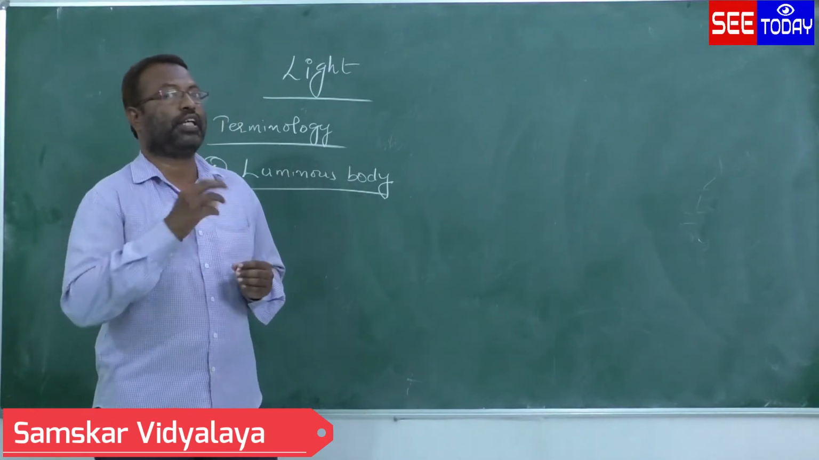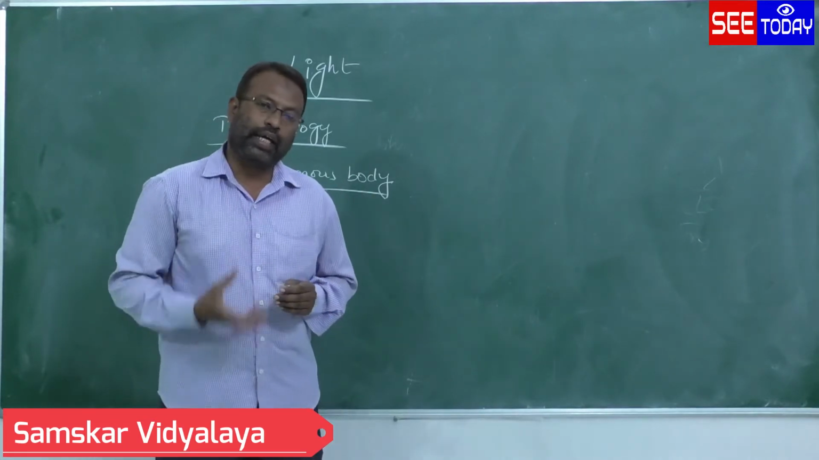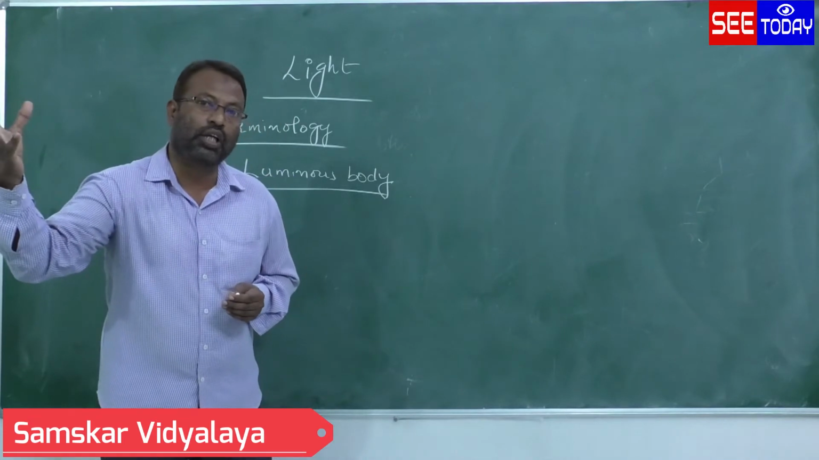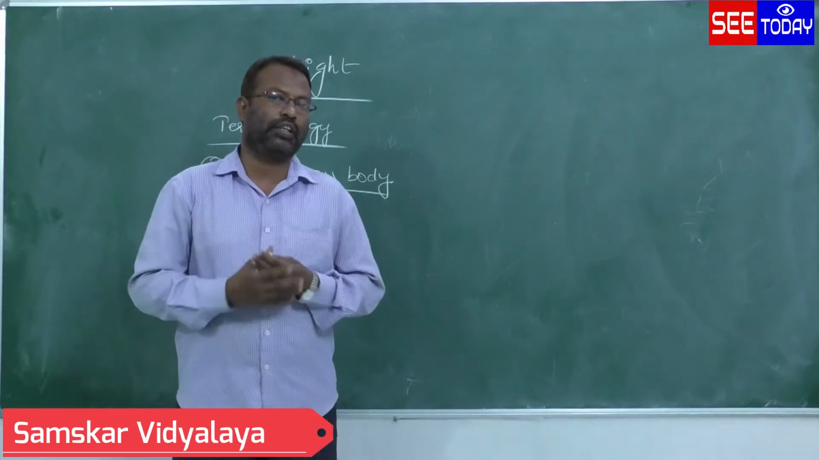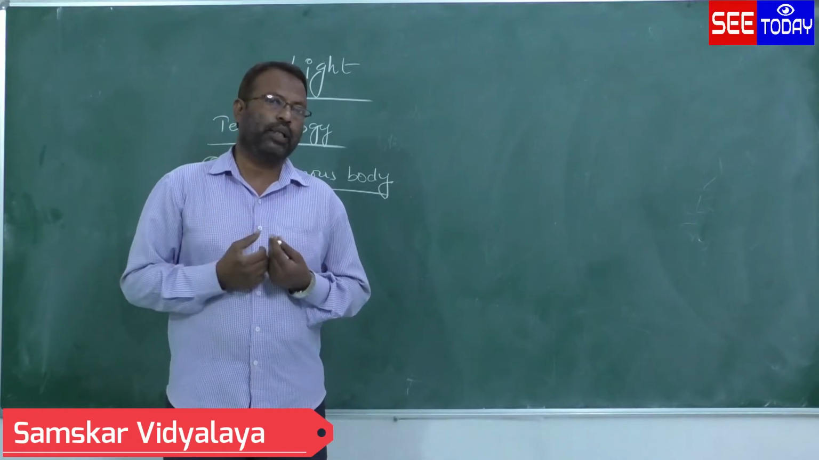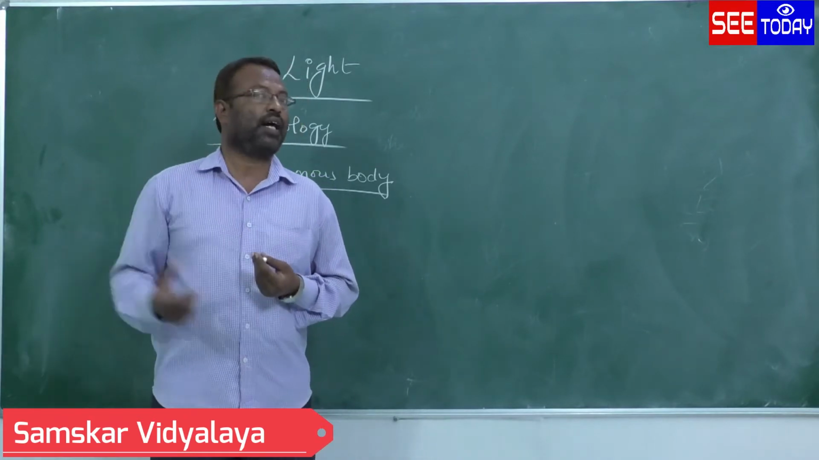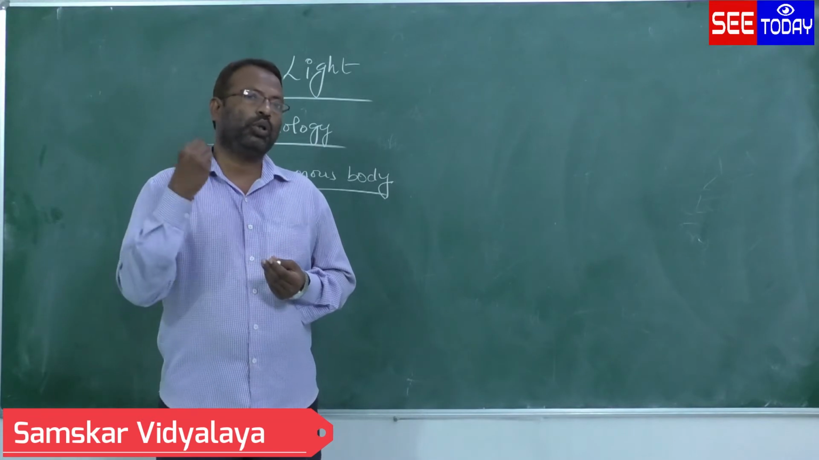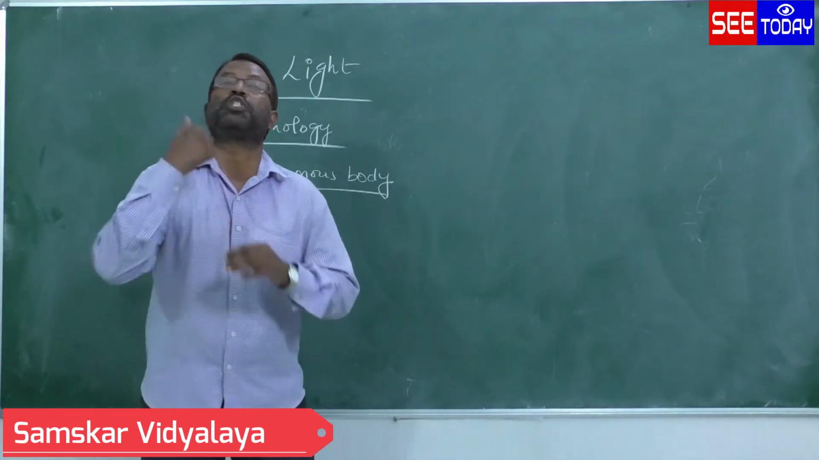Sun emits its own light. Electric bulb, when you switch it on, emits its own light. Those bodies I will call luminous bodies. You take stars, those are also luminous bodies, they emit their own light.